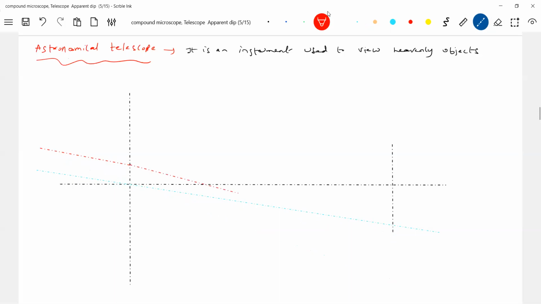They will bend. Okay, these are the rays. So let's take the lens now.